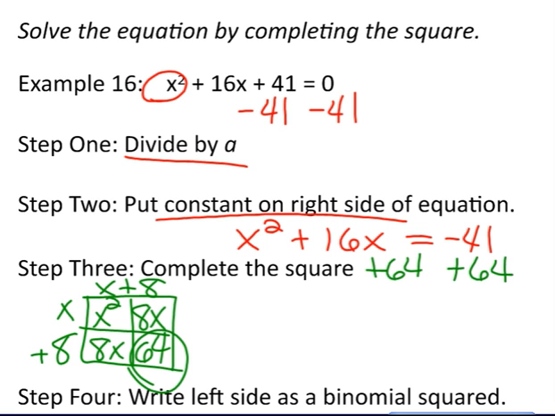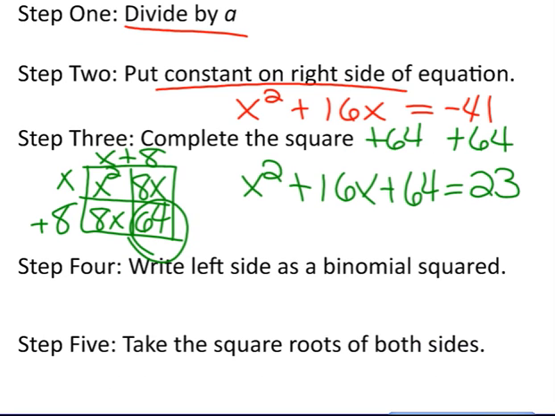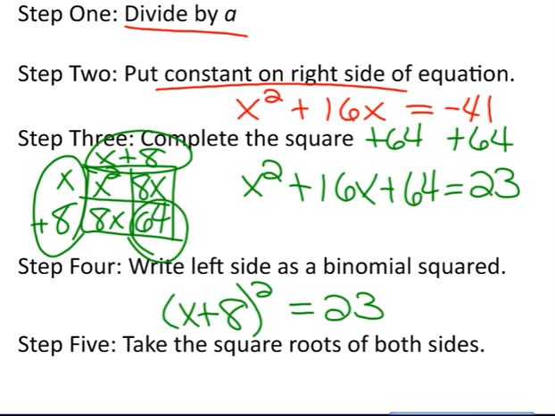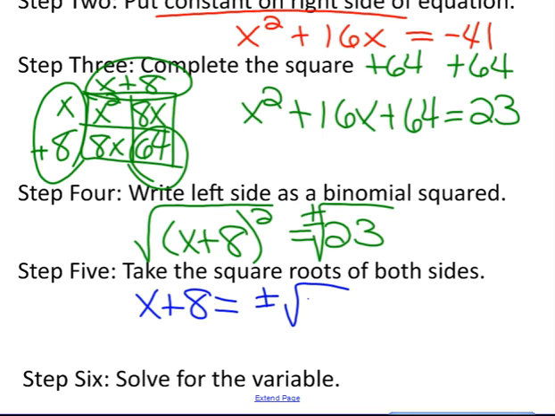Add 64. So you have x squared plus 16x plus 64. This is equal to 23. Step 4, write the left side as a binomial squared, or x plus 8 squared. Take the square root of both sides, and remember the plus or minus. I have x plus 8 is equal to plus or minus the square root of 23.